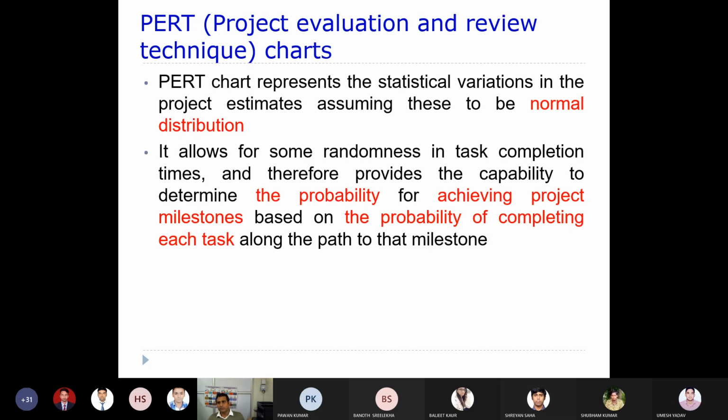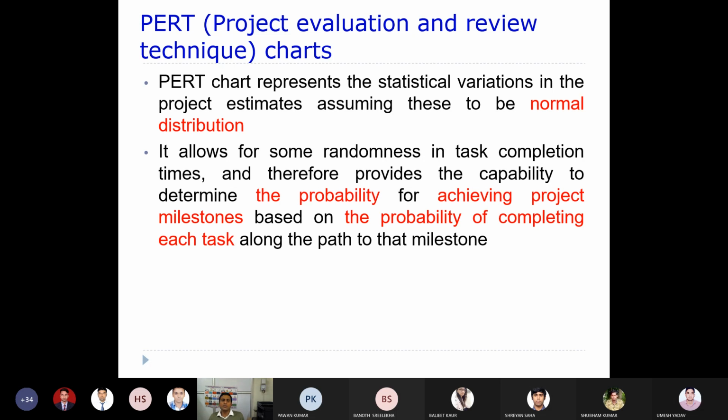A PERT chart represents statistical variations in the project estimates, assuming these to be normally distributed. As I told you, you are going to see variations. Maybe you have some sort of statistical variations, such as variance and standard deviation. So assuming that it follows a normal distribution, it allows for some randomness in task completion times, and therefore provides the capability to determine the probability of achieving project milestones based upon the probability of completing each task along the path to that milestone.